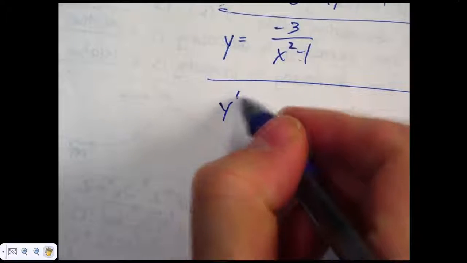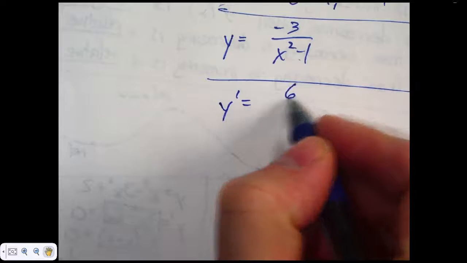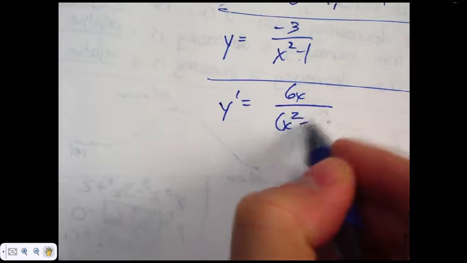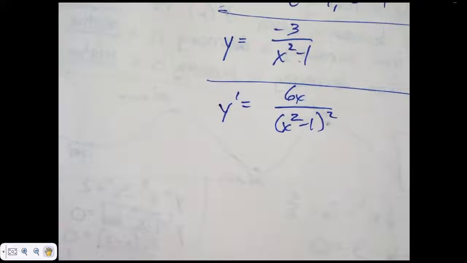What's the derivative? 6x over (x squared minus 1) squared. That's what it tells you, right? Everybody get that?